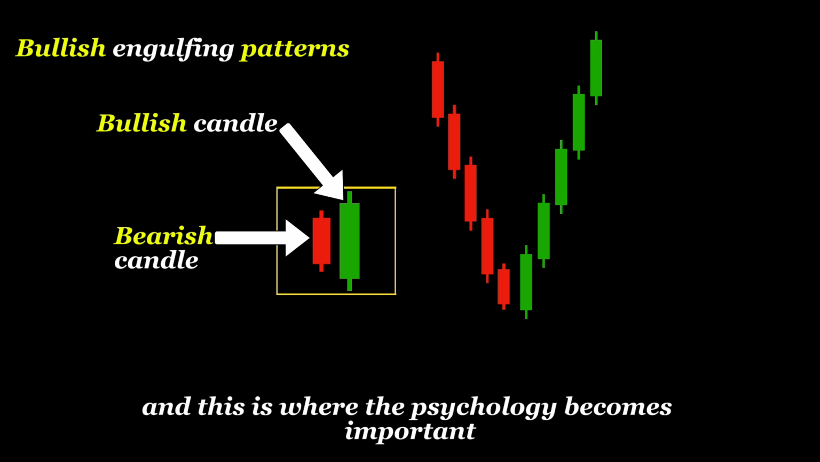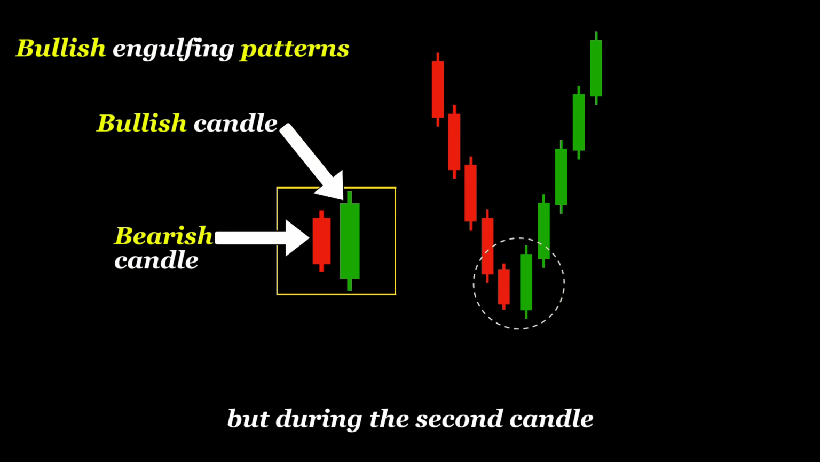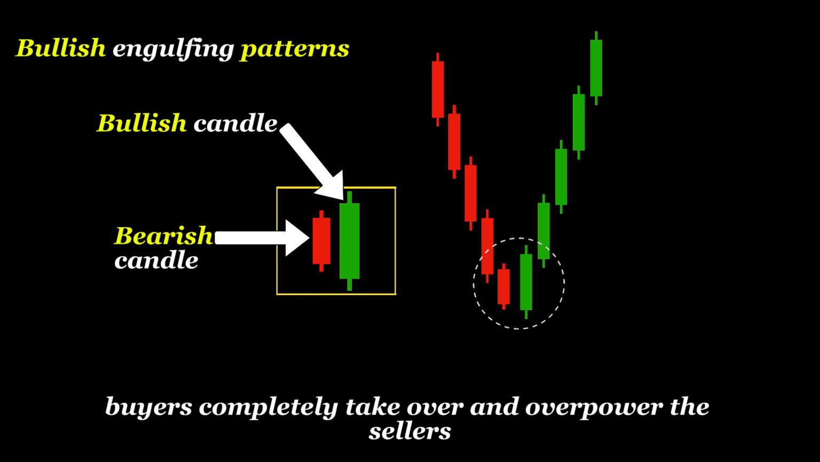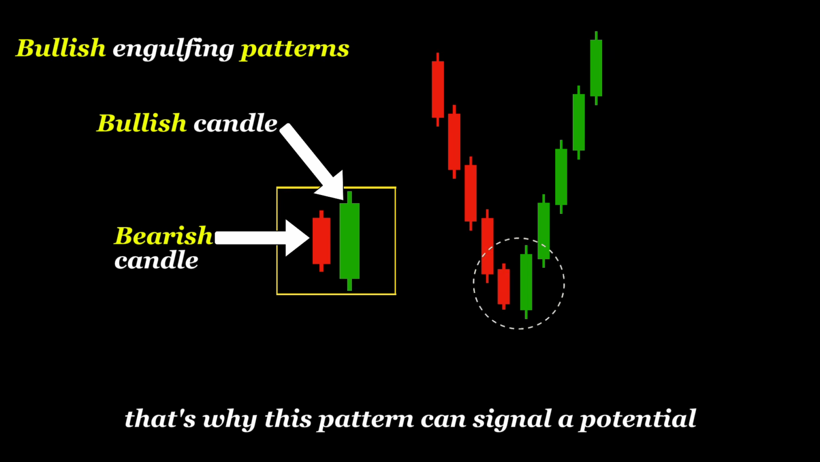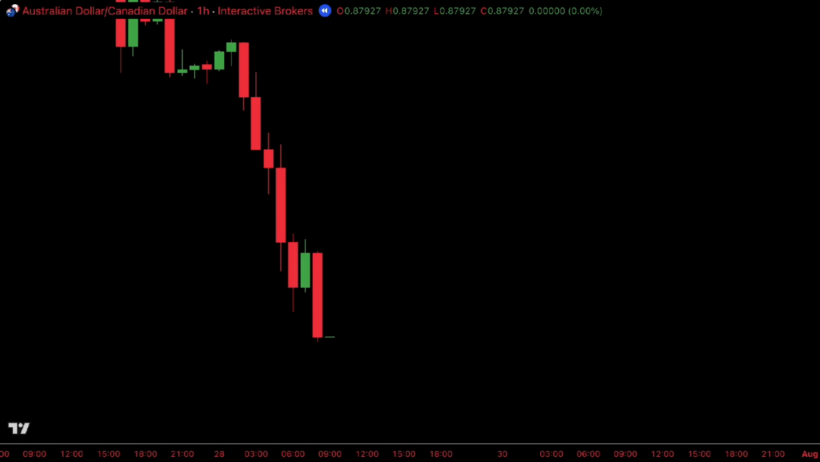And this is where the psychology becomes important. The first candle tells us that sellers were in control. But during the second candle, buyers completely take over and overpower the sellers. That's why this pattern can signal a potential bullish reversal. Now look at this chart example.